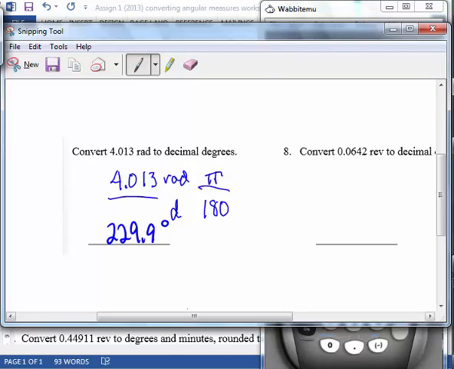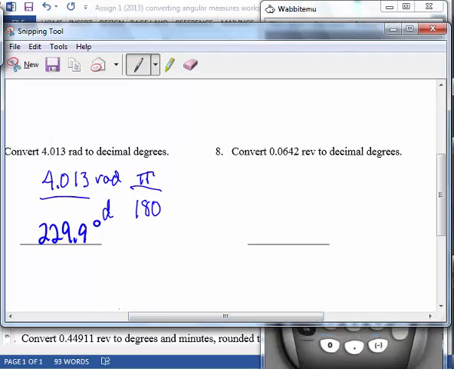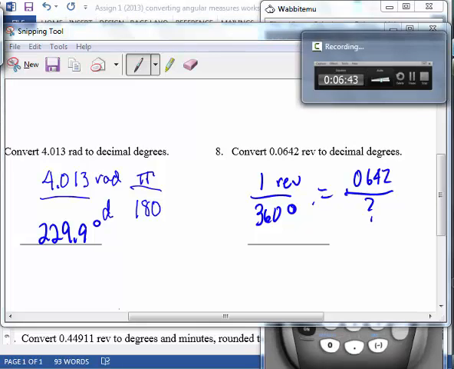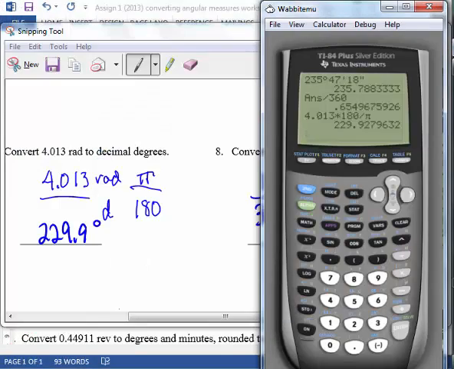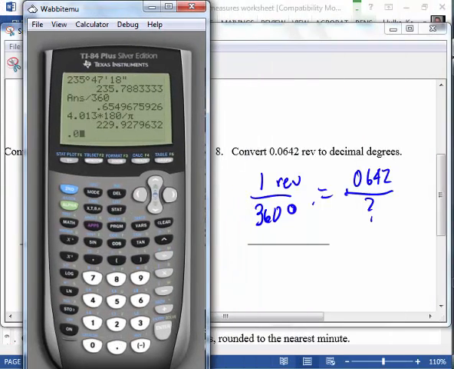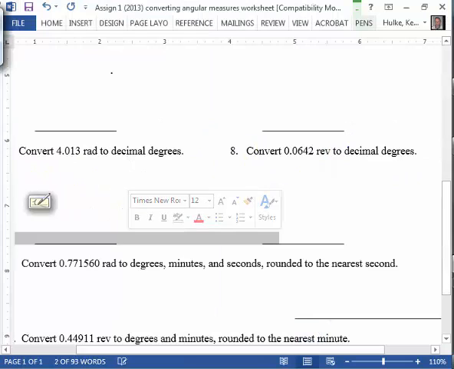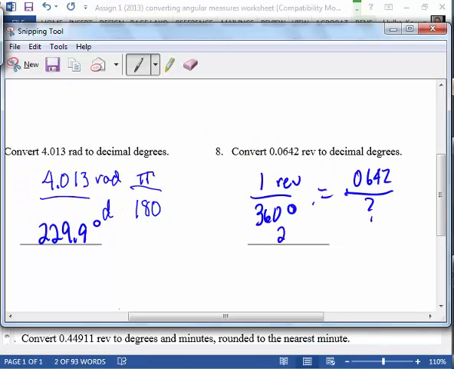And then convert revolutions to decimal degrees. One revolution is 360 degrees. So 0.0642 revolutions is how many degrees? So we take 0.0642 times 360 is 23.1 degrees, since it's 3 sig figs. Next one.